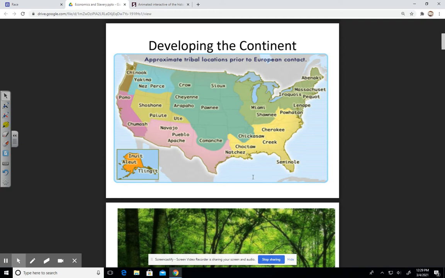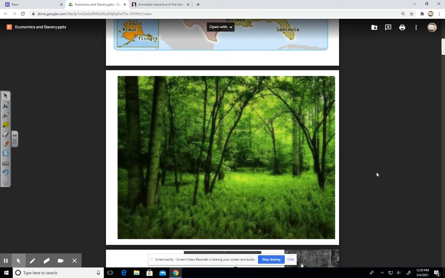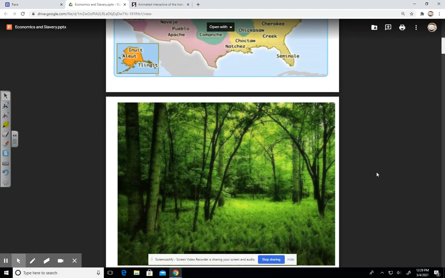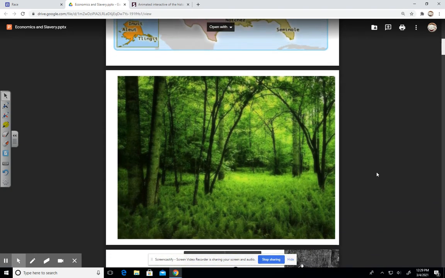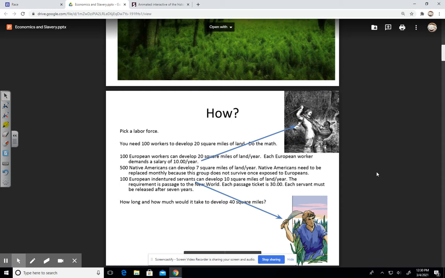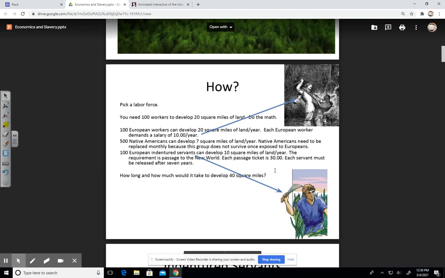Developing the continent. So we're going to first start off with the map of the United States with the Native American tribes. And so we have a bunch of land. We have no civilization other than the civilization that the Native Americans have built. But that is a civilization that is going to be altered as a result of European colonization. So the question next is going to be, well, how? How are you going to turn this heavily vegetated area into a society?